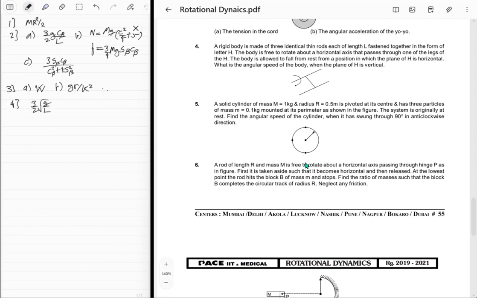Fifth is a solid cylinder of mass something, radius something, pivoted at its center, and three particles of mass m mounted at its perimeter as shown. The system is originally at rest. Find the angular speed of the cylinder when it has swung through 90 degrees in the anti-clockwise direction.